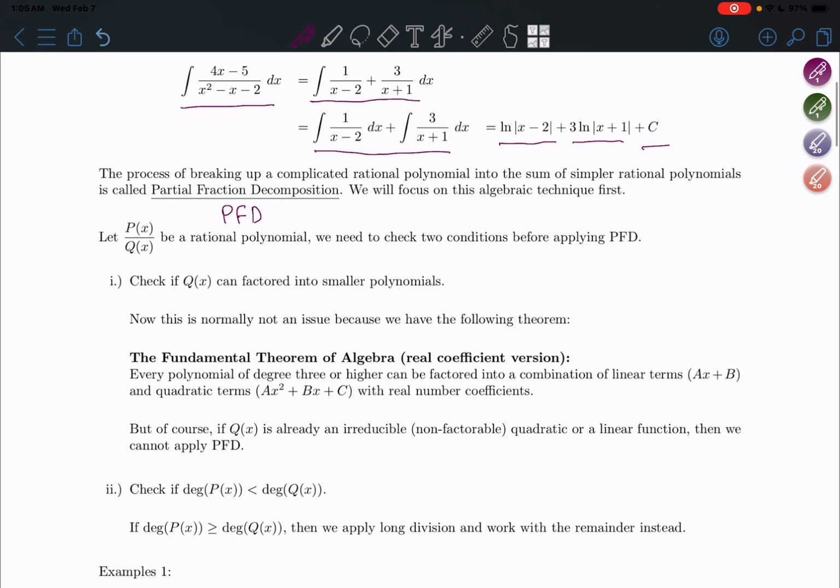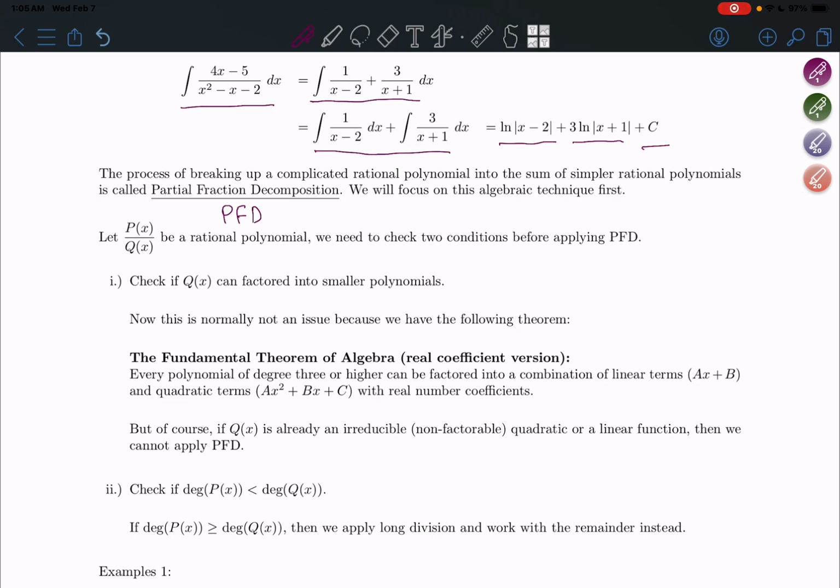Couple of rules here. So we're going to let p of x over q of x be this rational polynomial. We need to check two conditions. Condition number one is we need to check if q of x can be factored into smaller polynomials. If it cannot be factored, then we cannot apply partial fractions because there's no partial fraction, right? So you can't break it up any further.